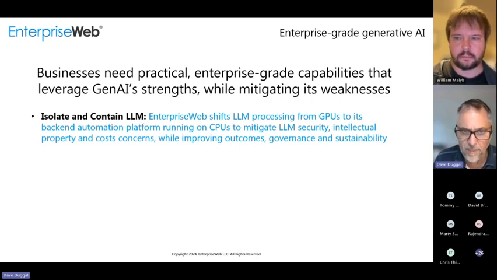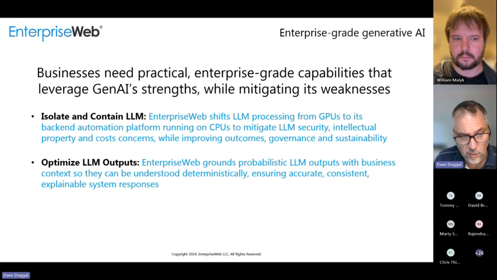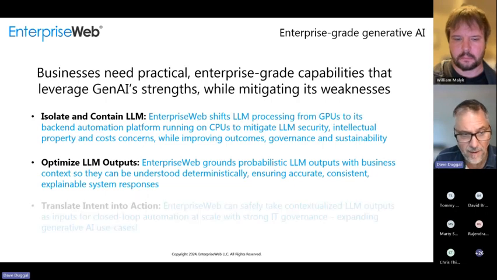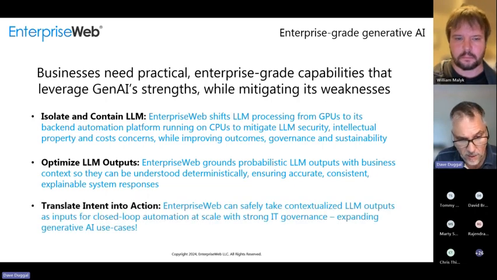So Enterprise Web is shifting processing away from the LLM running on GPUs to web running on CPUs. And our graph is essentially providing the context so we can ground LLM interactions in knowledge, in domain knowledge, so we can optimize those outputs and then drive that to automation. So we optimize the LLM outputs with our graph, and then we can translate interactions into actions.